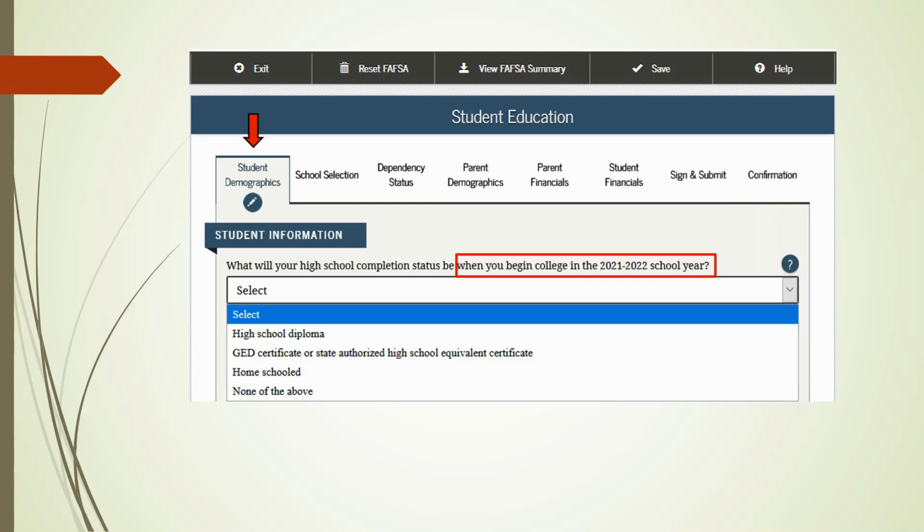The next question that they're going to ask is what your high school completion status will be when you begin the 21-22 school year. So hopefully you either have a high school diploma, GED, or high school equivalent, or have a homeschooled certificate. If you answer none of the above, you'll want to contact the college itself. They may guide you to resources on how to obtain a GED, or possibly the Ability to Benefit test, the ATB. Or they may even suggest that you take a couple classes and pay on your own before they decide whether or not they will provide financial aid. Chances are this will be institutional aid, though, for the most part.